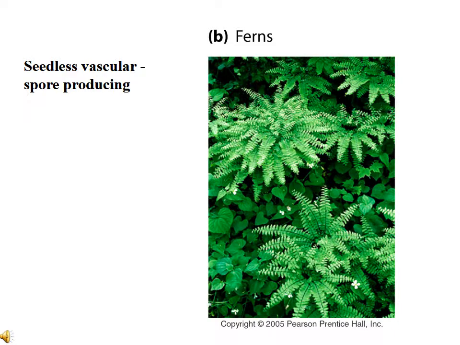Here we are looking at additional examples of vascular organisms in plants like ferns, horsetails, and club mosses. Compared to mosses, you see how much larger these plants are.